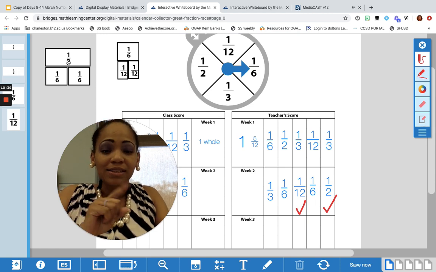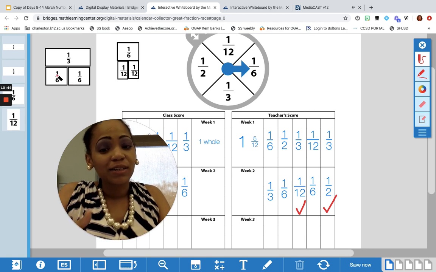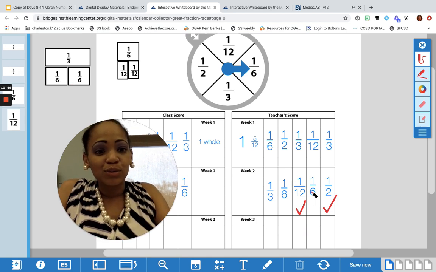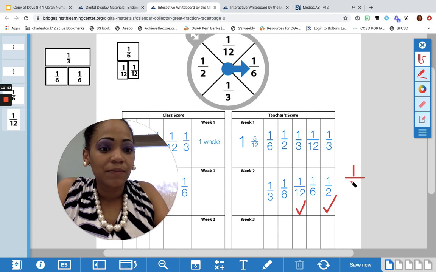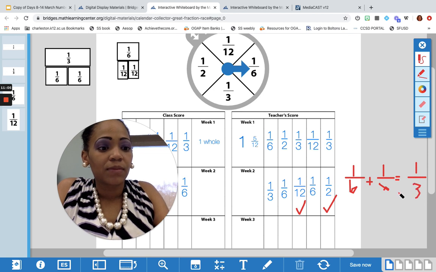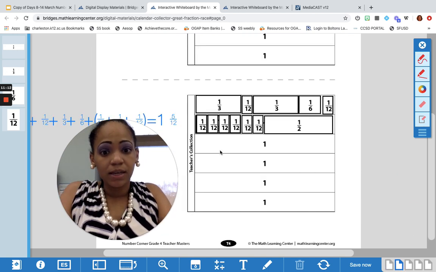Good. 1/6 is half of 1/3. 2/6 is equivalent to 1/3. So since I have 2/6 here and 1/3, I could just add 1/3 and then another 1/3, because 1/6 plus another 1/6 equals 1/3, because 2/6 equals 1/3. All right, so I'm going to add 2/3, okay?